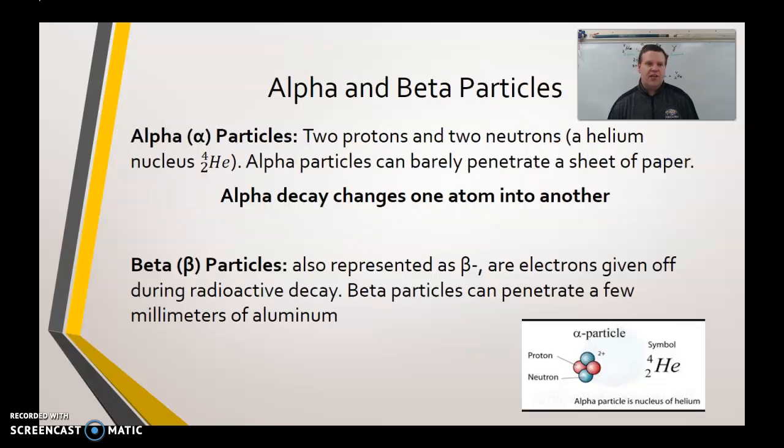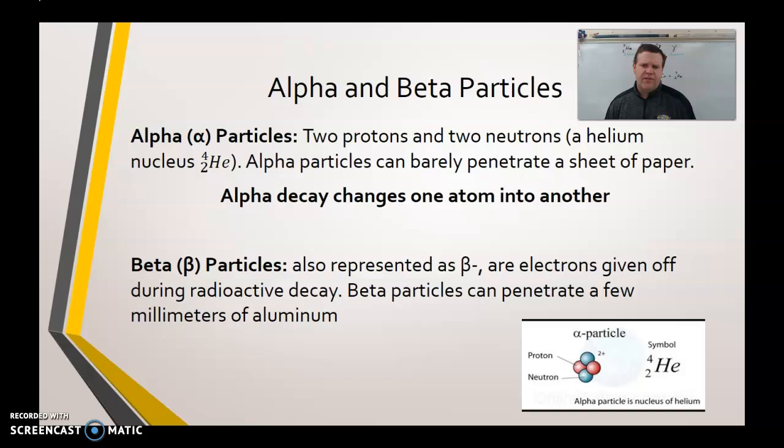So the first two to talk about would be alpha particles and beta particles. You can see the symbols there. But essentially an alpha particle is just a helium nucleus. There are some really big isotopes that, when they undergo radioactive decay, give off alpha particles. They're going to be giving off a helium nucleus. A helium nucleus is 2 protons and 2 neutrons. So the symbol for it is this. Essentially, that's what's going to be given off.